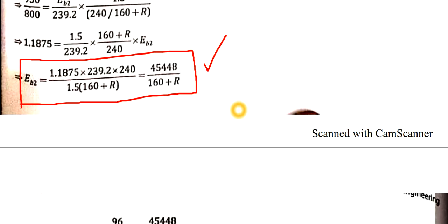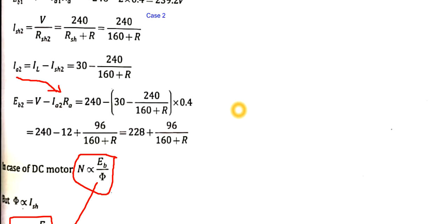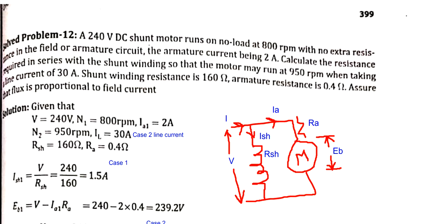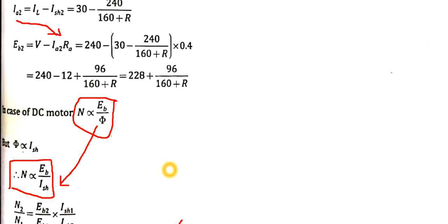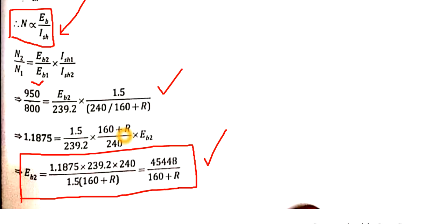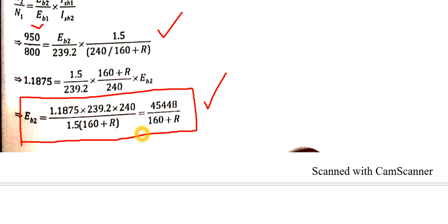So this is how you need to determine the extra resistance needed. That means as a whole there are two different cases. In order to get a relationship, we need to know this main formula, how speed, EB and phi are related. If you know this and calculate EB1, phi1 or ISH1, and EB2, phi2 or ISH2, you can easily get the unknown values, right? So this is about question number 1. We will see the other question in the next lecture. Thank you.